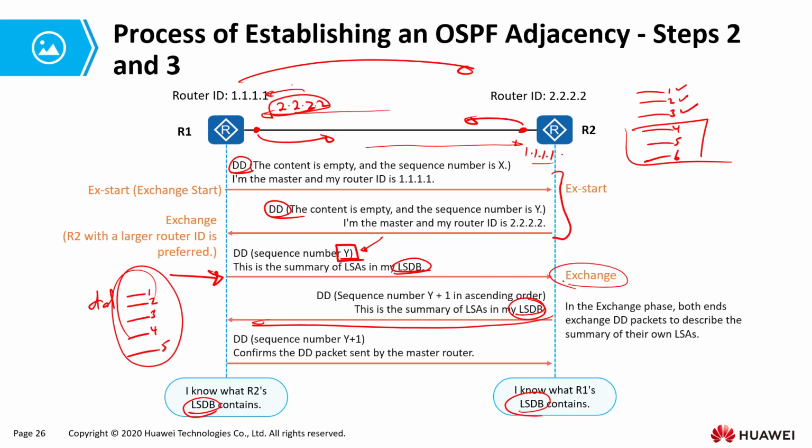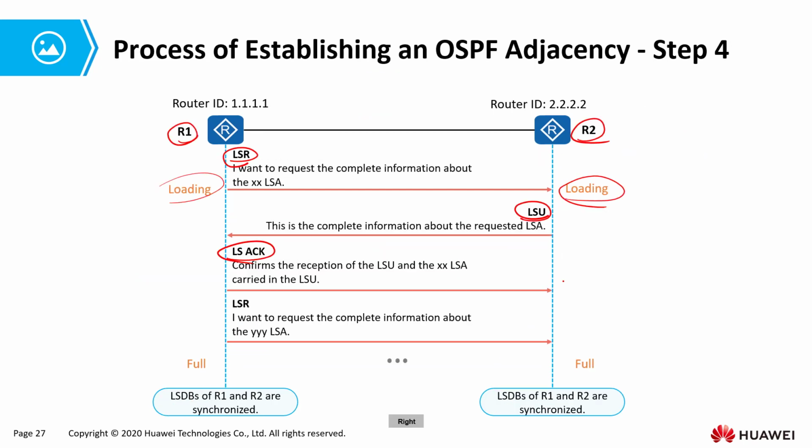This is the summary of my links database. Oh, I see. You have 1, 2, and 3. I know of only 1. Can you please send me details of 2? Can you again send me details of 3 too? So this is what is going to happen at the loading state.